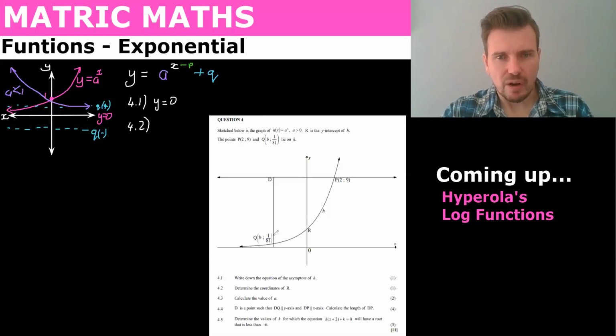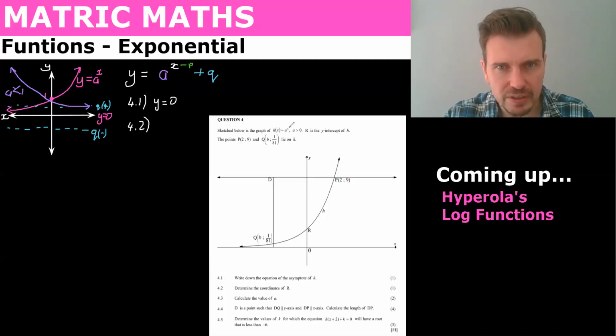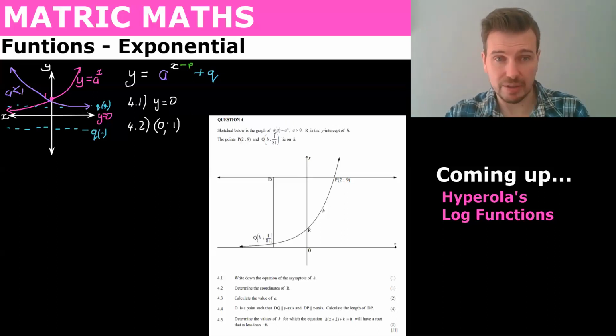Determine the coordinates of r. Okay, so they want the y-intercept. Well, we know that the intercept, if everything else is fine and dandy, so there's no change in p, there's no p here, we see that it's just a to the x, or anything to the power of 0 is just 1. So our r coordinates, which is the intercept of the graph, is just going to be, well, x is 0 and y is 1. And we could put a to the 0 there and we get 1. So that's fine.